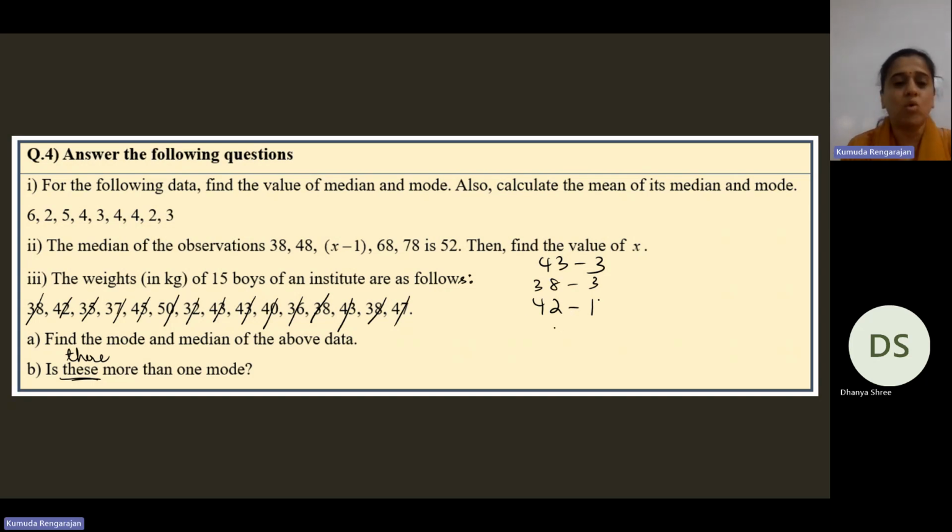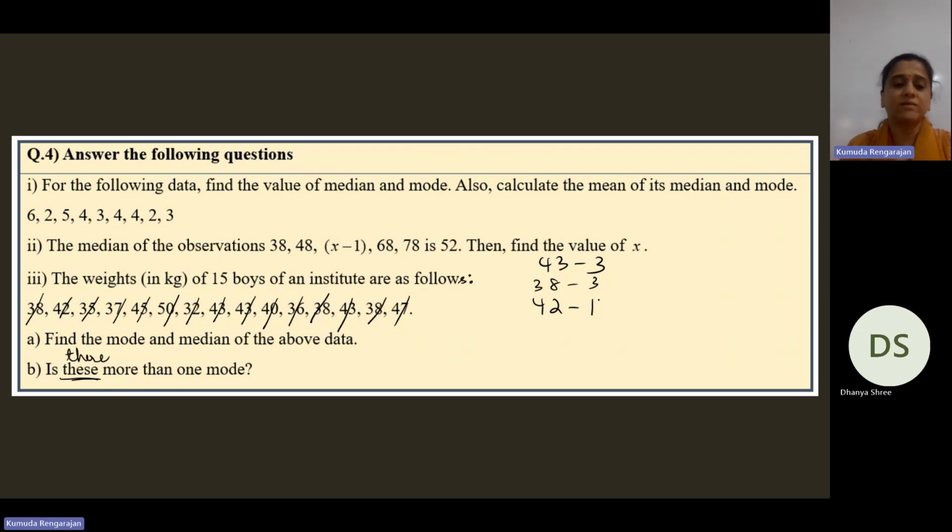So the question is find the mode and median of the above data. Mode is equal to 38 and 43, you must write. That's the answer. Median, you know how to find with the steps. You must arrange the numbers in ascending order, otherwise you go wrong. Mode, yes, 43 and 38 repeat 3 times each. So the answer is mode is equal to 38 and 43.